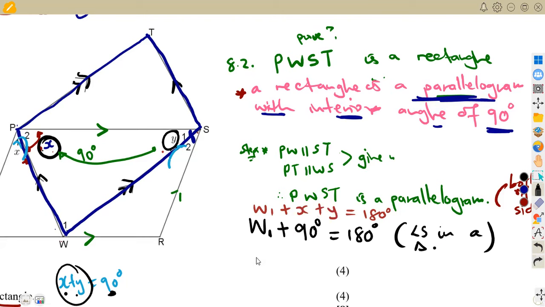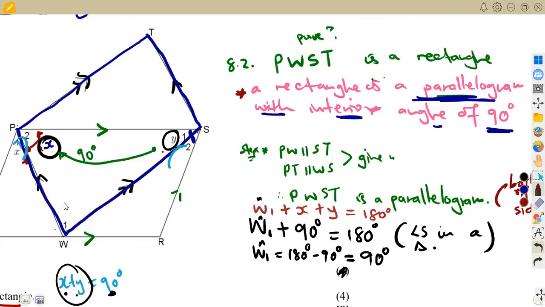So what will be the value for angle W? Angle W is going to be, transpose 90 to the other side. It becomes a negative. So that will be 180 degrees minus 90. Let me just change because here there's this 4. Do not confuse with this. These are the marks here. So W1 is going to be equal to 180 degrees minus 90 degrees. If we take this 90 to the other side, it changes the sign. It was a positive. On the other side, it becomes a negative. So 180 minus 90, which is 90 degrees.